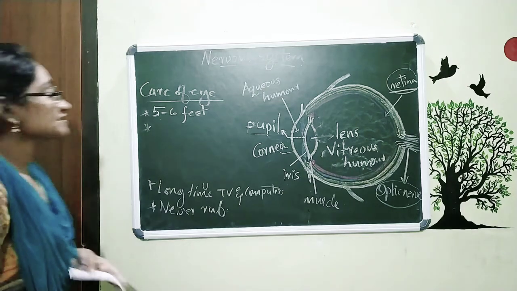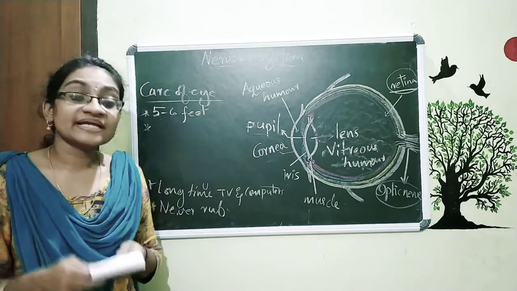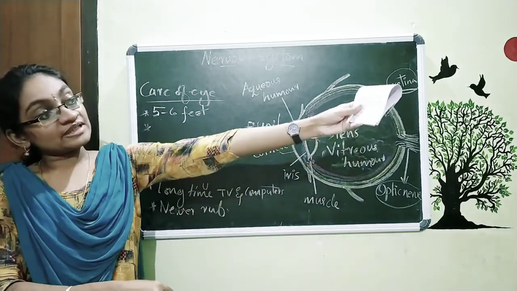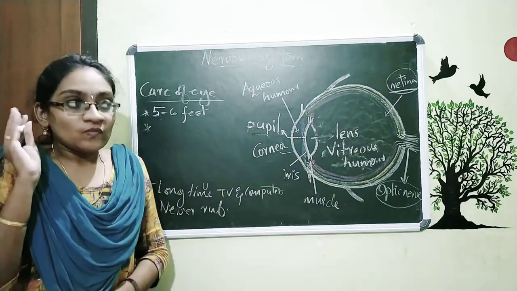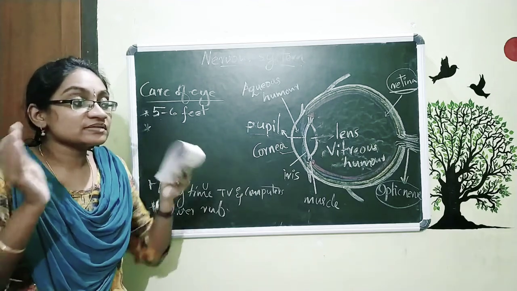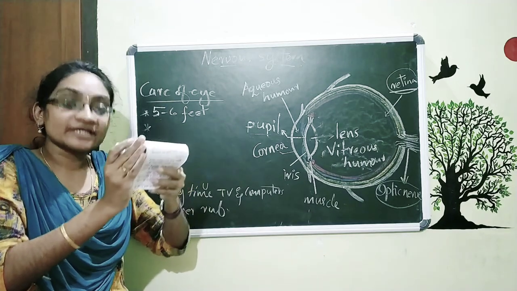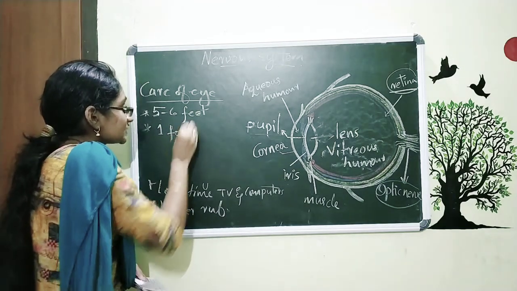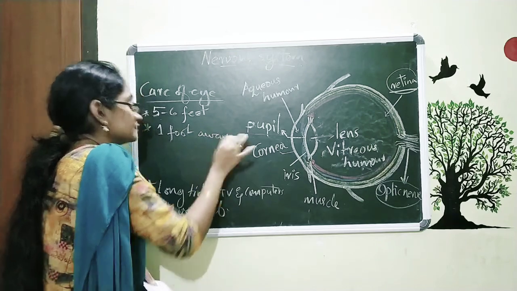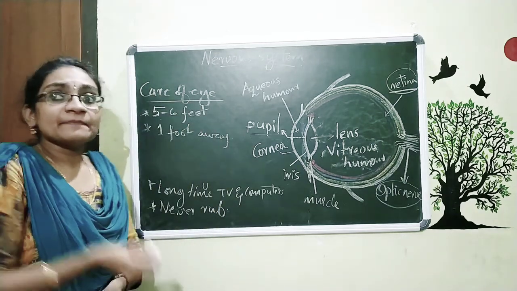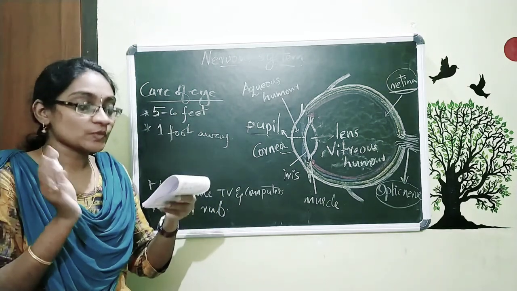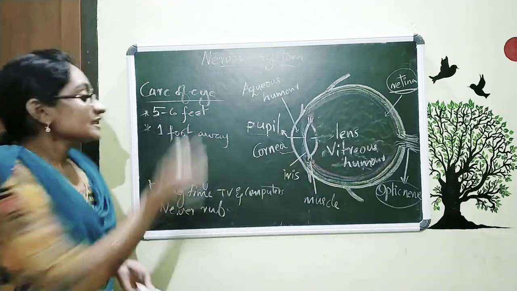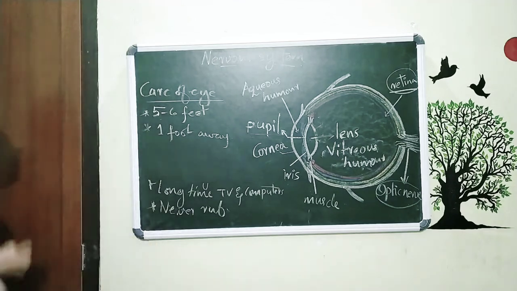And the final point is how we hold the book when reading. Is it possible to hold it like this, or very far away? No. We have to keep a particular distance, and it says 1 foot away. We are not keeping it too near or too far. These are the things we have to do to care for our eyes.